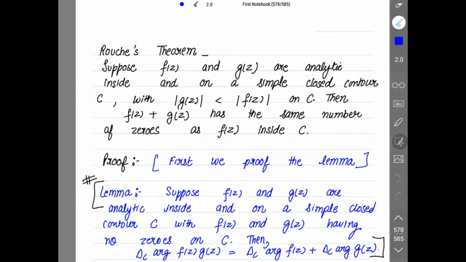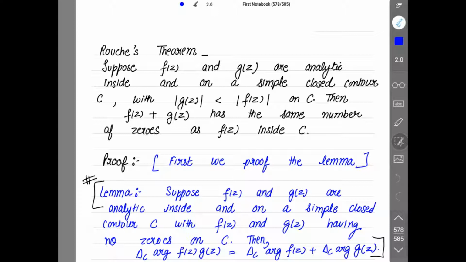Rouche's theorem states that suppose f(z) and g(z) are analytic inside and on a simple closed contour C with mod of g(z) strictly less than mod of f(z) on C, then f(z) plus g(z) has the same number of zeros as f(z) inside C. That means we have to prove that the number of zeros of f(z) is equal to the number of zeros of f(z) plus g(z), right?